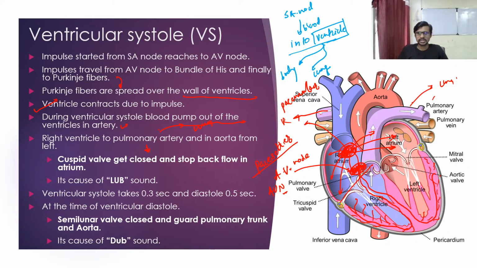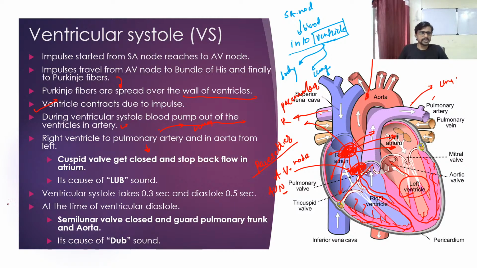And from the left ventricle, blood is entering into the aorta, and we know the aorta is the first pipe which is coming from the left ventricle and moving toward the body. Okay, so the aorta is considered the largest artery.